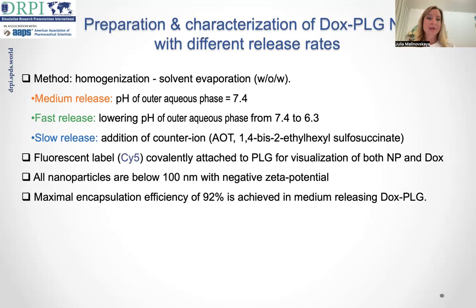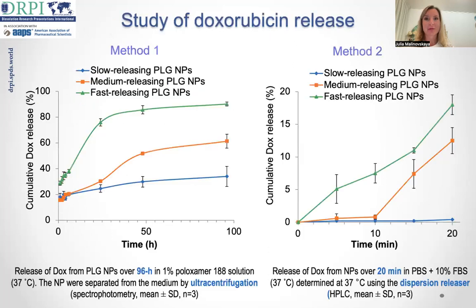The so-called fast-releasing formulation and formulation with medium release, obtained by varying the pH of external aqueous media during nanoparticle preparation, and slow-releasing formulation obtained by the addition of counterion during nanoparticle synthesis that increases the retention of doxorubicin in polymer matrix. All nanoparticle prototypes exhibited an average size around 100 nanometer with slightly negative zeta potential.